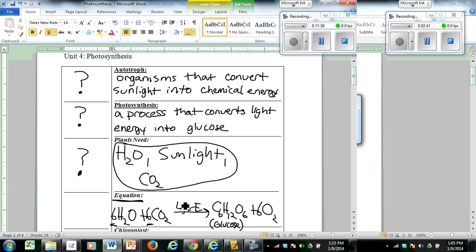So with the equation here, again, write yourself a question. What's the equation for photosynthesis? Pretty basic question.